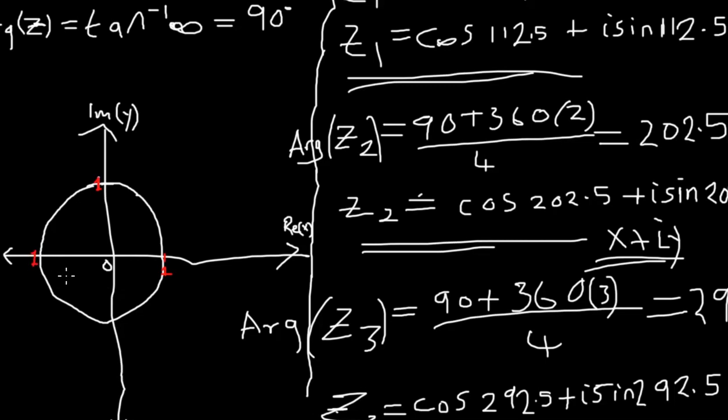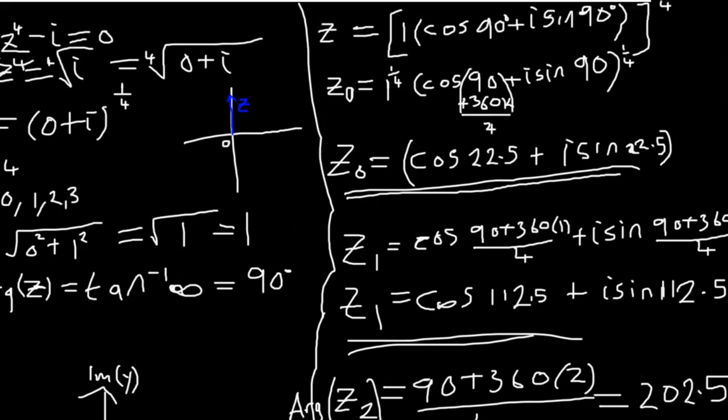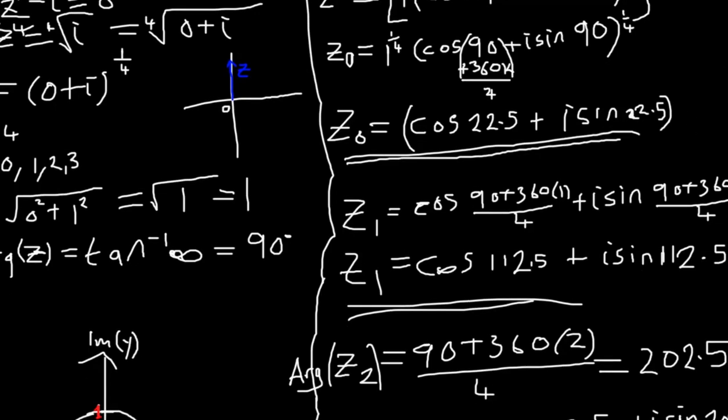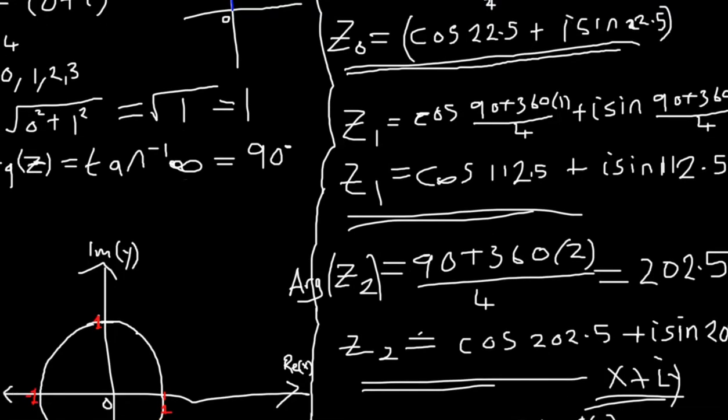So this is how it's going to be. This will be my negative 1 this side. So this is a circle. The way I'm going to draw this is like this. I'll first go on Z0. What is the argument for Z0? It is 22.5. So 22.5 is the argument for Z0.